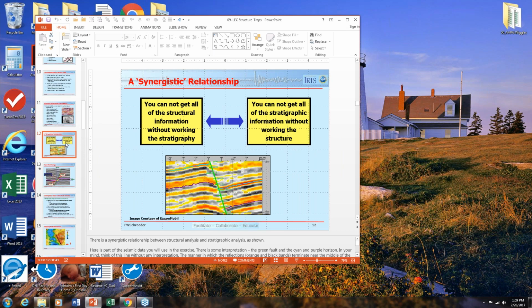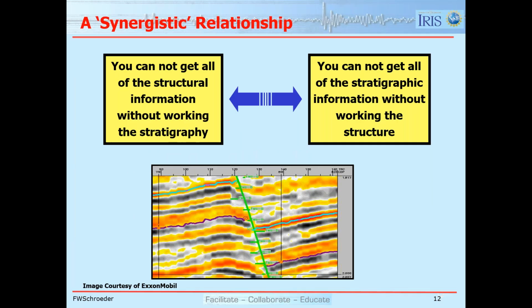This goes back to a discussion we had a couple of sessions ago about the phase of the data, zero phase or minimum phase, and the mapping convention that a company would have. On this slide, the aqua horizon is in the center of a red, which would be a trough, and the purple is on a zero crossing. This was just for illustrative purposes.